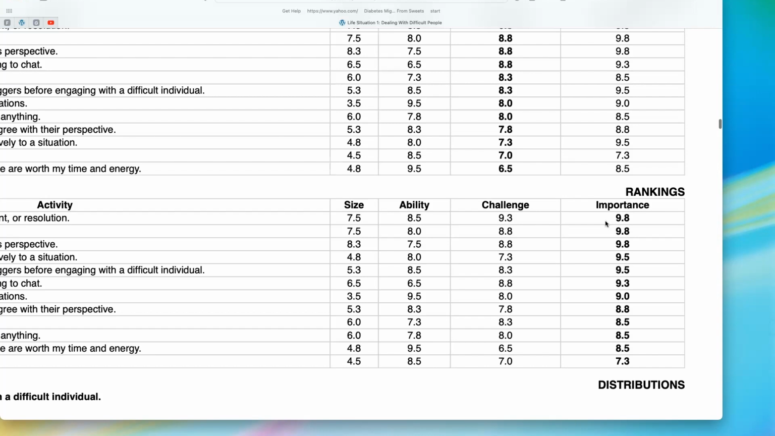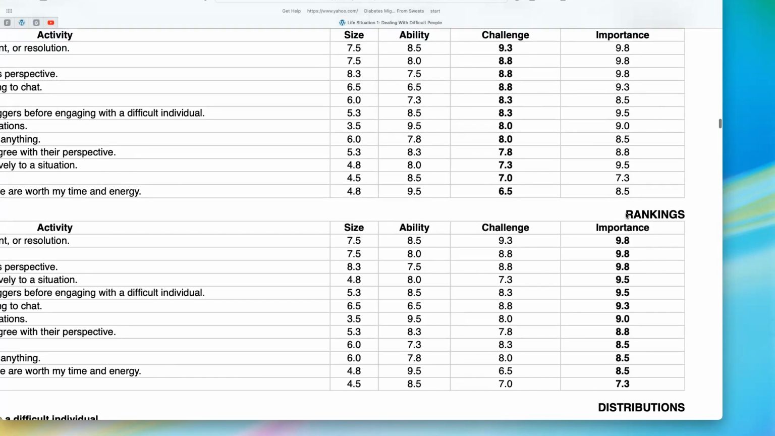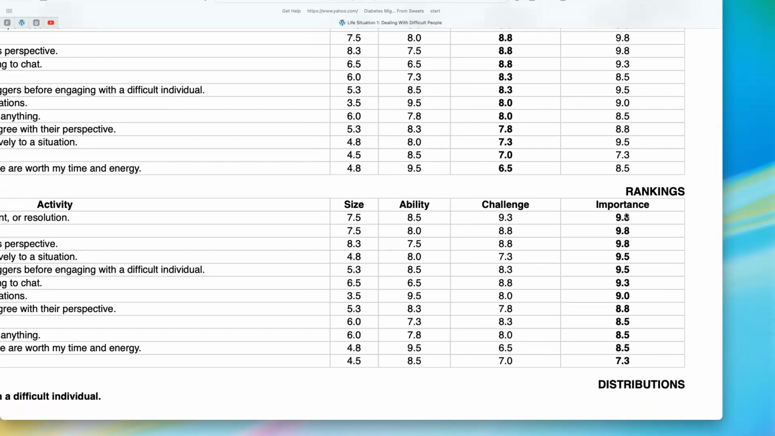Exactly. And I think it's also maybe even a litmus test sort of result where, I'll say it this way: if people don't think it's important, does it really matter what their ability and their challenge and their size say? Right. Well, they could have great ability and see little, if any, challenge, but if they don't think it's important, what do you predict?